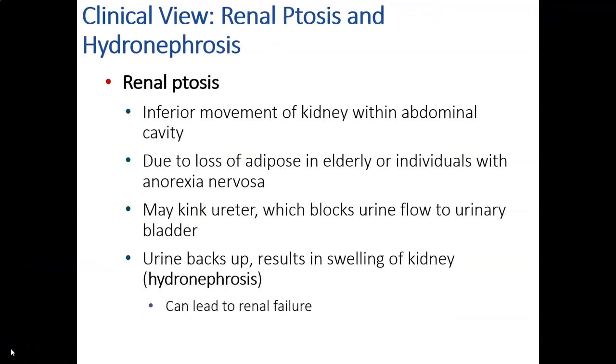However, due to loss of adipose tissue, remember you have adipose tissue surrounding kidneys and keeping them in place, if you lose a dramatic portion of that adipose tissue, the kidney drops lower in your abdominal cavity. That could kink the ureter, block the urine flow, and back up the urine to the kidney, causing swelling of the kidney, which is hydronephrosis. That can lead to renal failure. This condition is called renal ptosis.